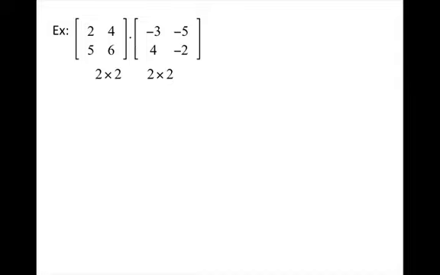You have to look at the number of columns in the first matrix and the number of rows in the second matrix. The number of columns in the first matrix is the second number in the size, and the number of rows in the second matrix is the first number listed in the size. So basically I'm comparing these two middle numbers. They must be equal. Since these are equal, I can multiply these matrices. Now the outside numbers will tell me the size of my answer. Since the outside numbers are each 2, my answer is going to be a 2 by 2 matrix.